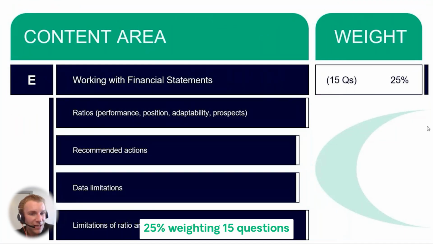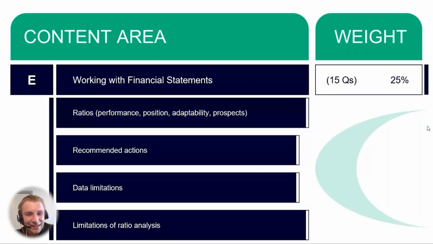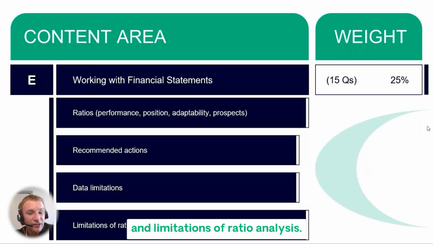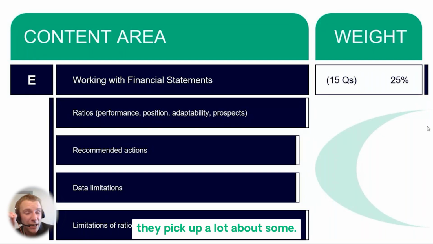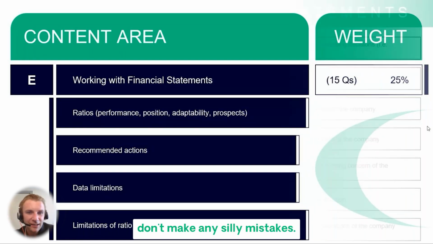And last but not least, working with financial statements now. 25% weighting, 15 questions, ratios, recommended actions, data limitations, and limitations of ratio analysis. This is an area which students tend to find that they pick up a lot of marks on, so make sure you just don't make any silly mistakes.